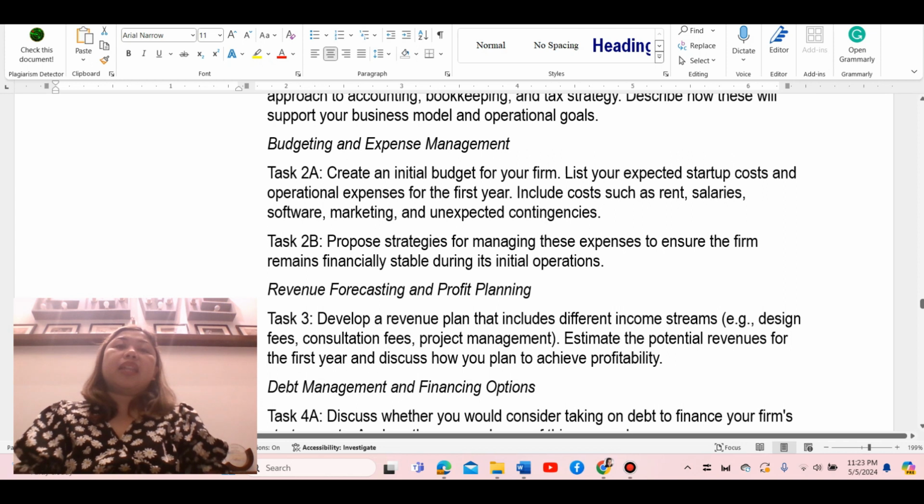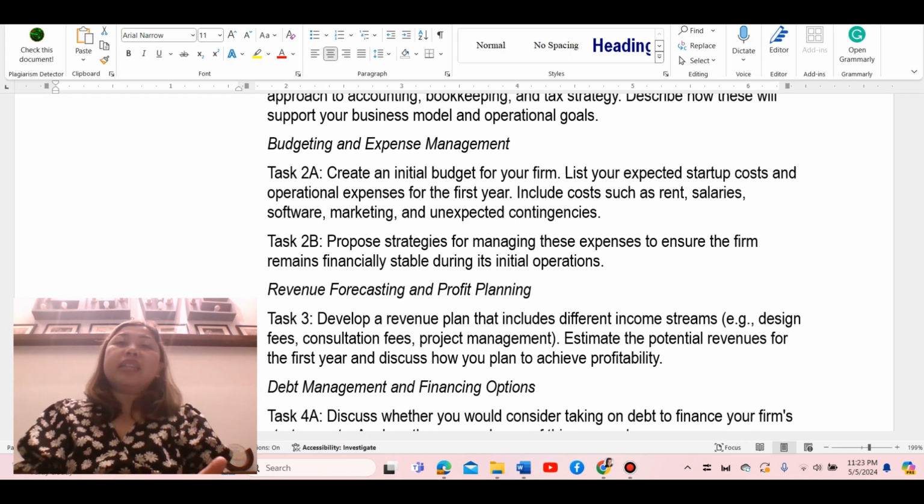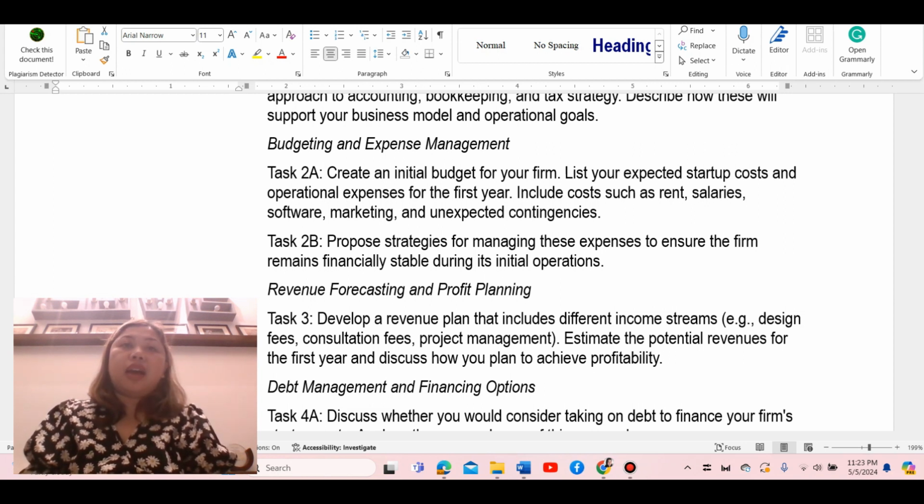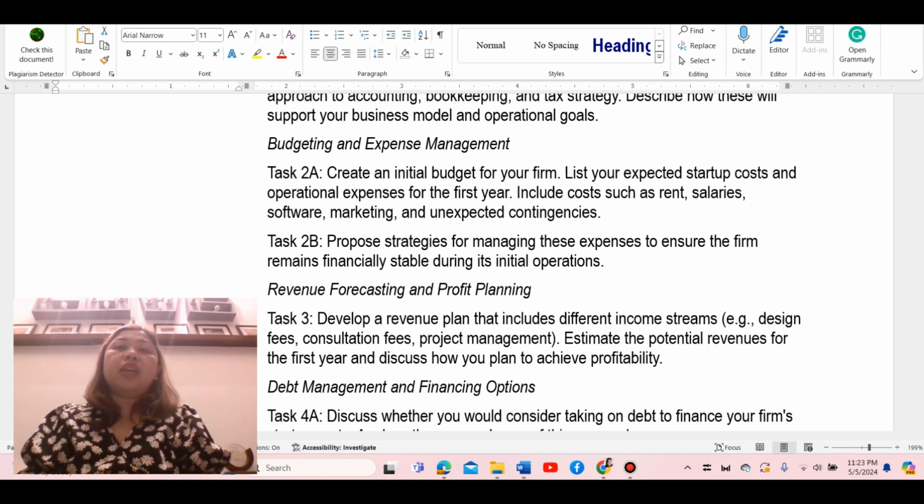So in terms of budgeting and expense management, your first task is to create an initial budget for your firm. You list your expected startup cost and operational expenses for the first year. Include costs such as rent, salaries, software, marketing, and unexpected contingencies. And your second task is to propose strategies for managing these expenses to ensure the firm remains financially stable during its initial operations.